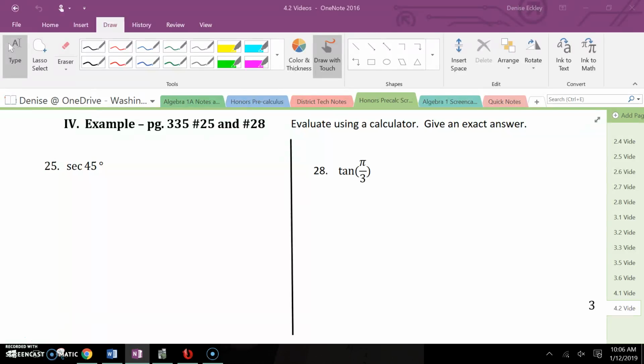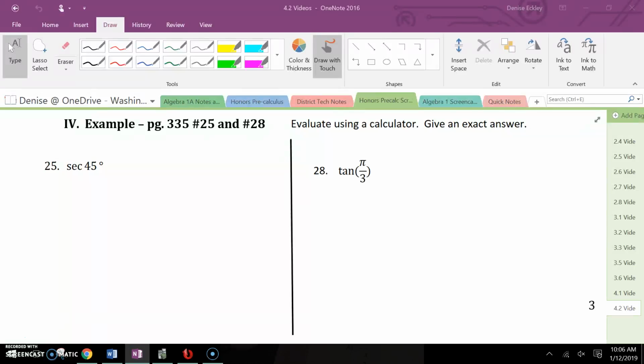So there was a trick that was explained in the book: if you square the value of the trig function, you will get, for many angles, especially our special angles, a rational number. Then you can just take the square root of it and show it as a square root. The first one is secant of 45 degrees, and 28 is tangent of pi over 3.